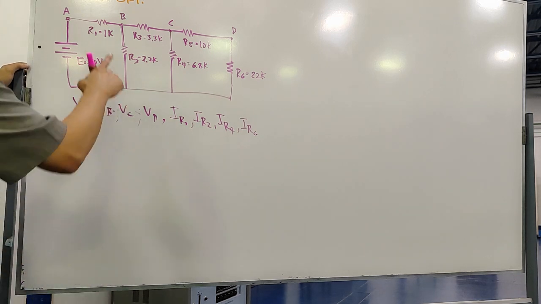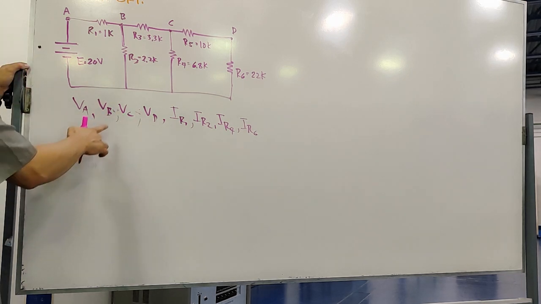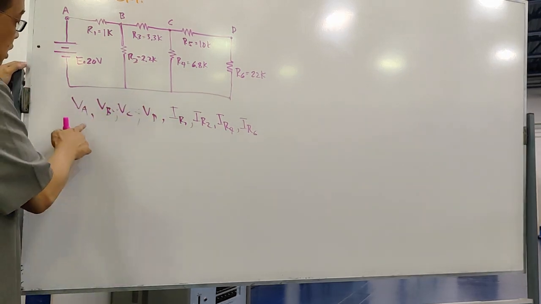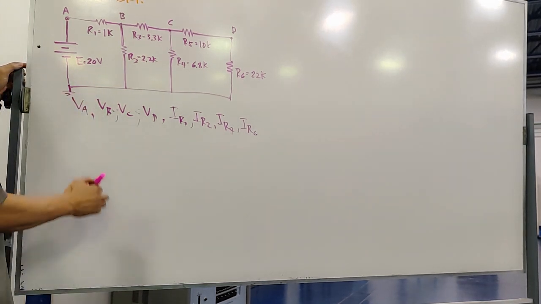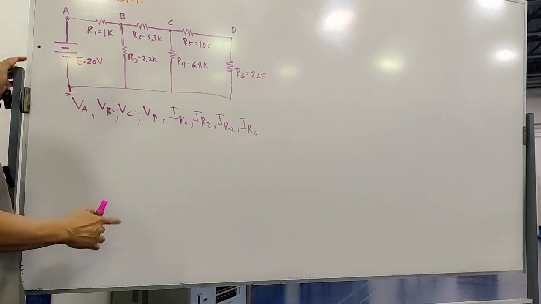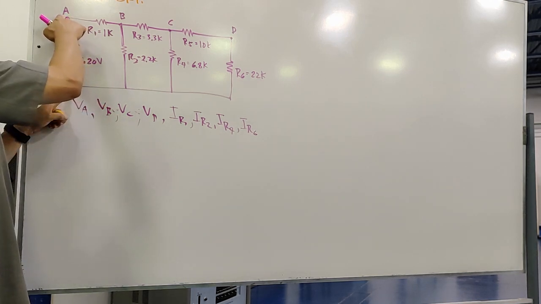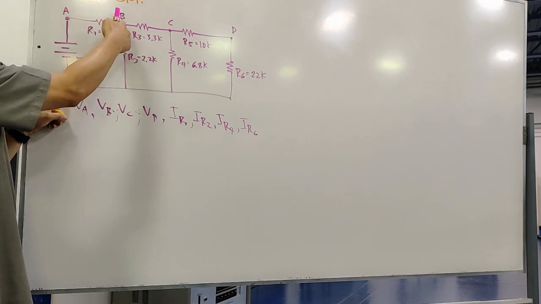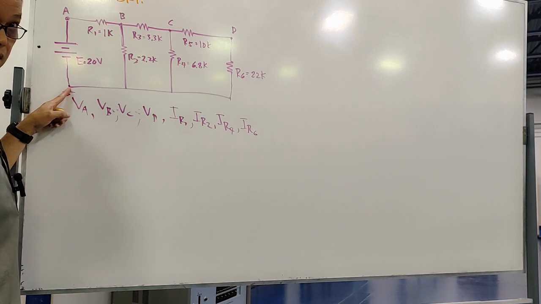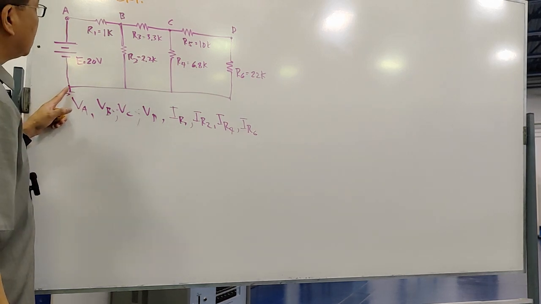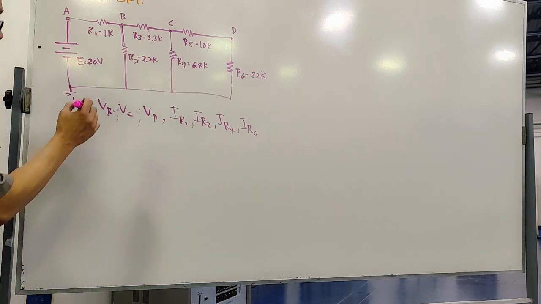Now, by looking at the circuit, let's identify where these unknowns are. We have the ground connection here. If you want to measure VA, it is here. Then VB, VC, and we have VD. Agree? Alright. Now, look.